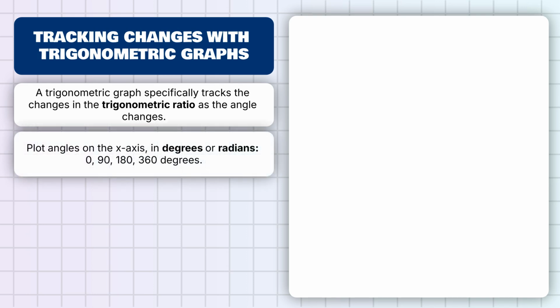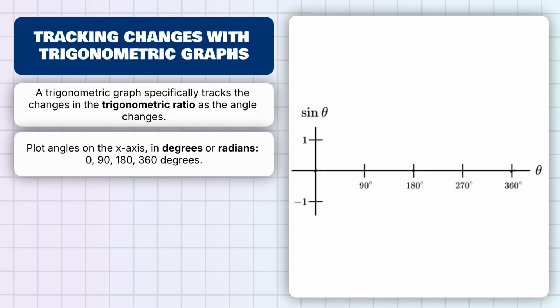To create these graphs, we'll tweak our usual graph to plot angles on the x-axis instead of regular numerical values. This means our x-axis will show angles in degrees or radians, starting from 0 degrees and moving through 90 degrees, 180 degrees, and all the way past 360 degrees, which is like completing a full circle and starting over.